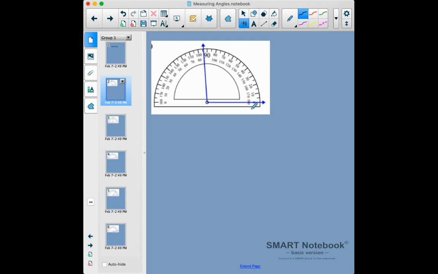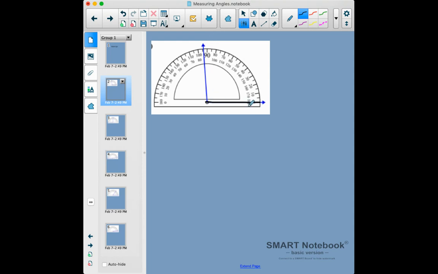Now here is how this works. You always line up one ray with the 0 on the protractor. So this is the ray of the angle that we lined up with the 0. Then you take a look at the other ray and figure out where it's pointing.